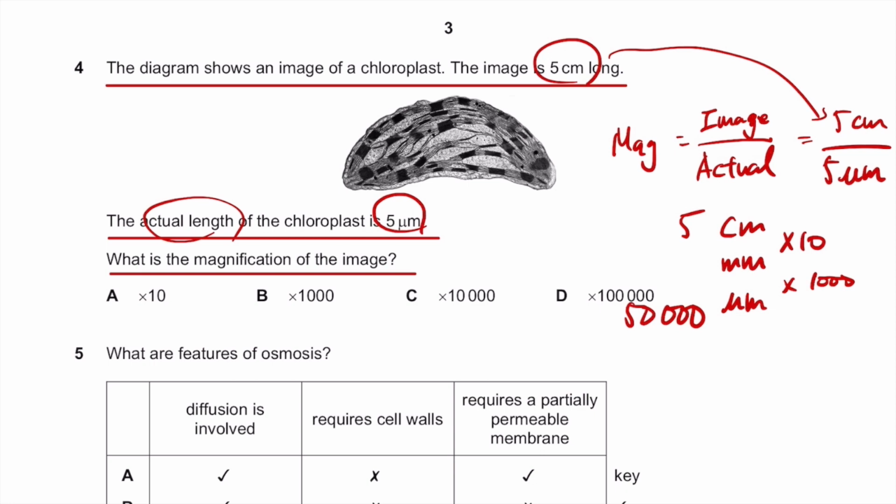So it's now 50,000 micrometers over 5 micrometers, which is 10,000. So here the answer is 10,000, C.